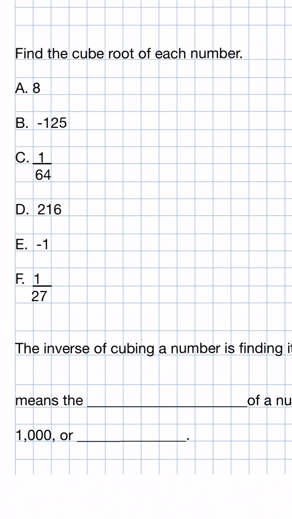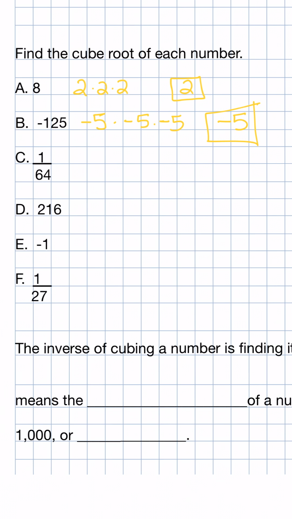So with cubes, there can be a negative. So we've got to take that into mind. So 8, we already came up with the cube root was 2. So 2 times 2 times 2. So the cube root of the number is 2. Negative 125. So for it to be a negative, it has to be that the 5 is negative. Negative 5 times negative 5 times negative 5 equals negative 125. Our cube root is negative 5.